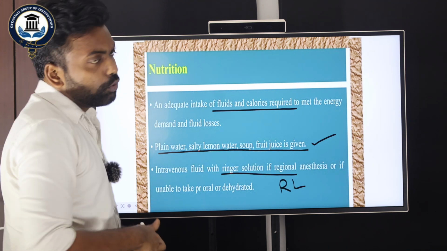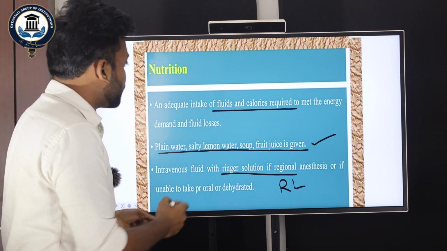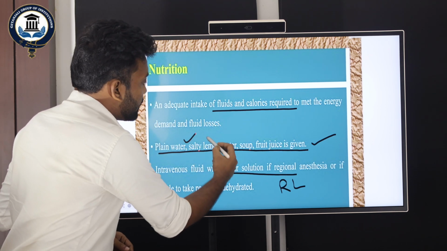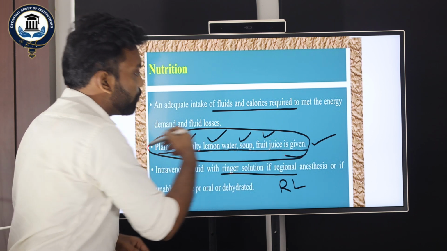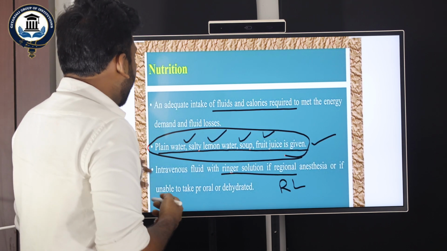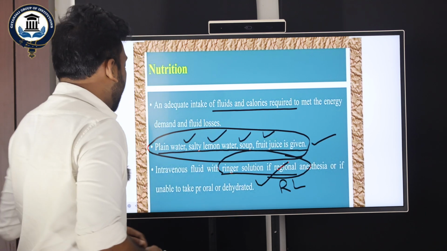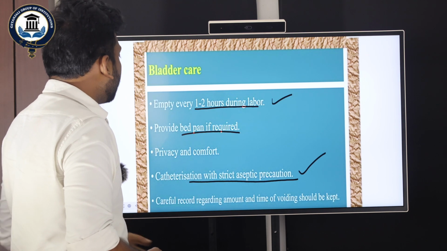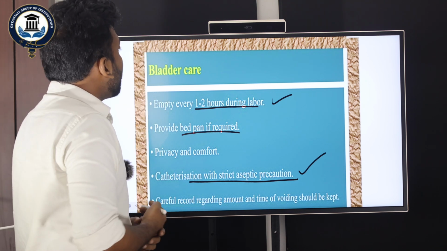And the next one is nutrition. Mostly we must prefer nutrition like water, salty water, soups and fruit juice. So we must focus on a liquid diet only for the mother before the delivery. Especially RL, we must administer IV fluid before the delivery to prevent dehydration for the mother. And the next one is bladder care.